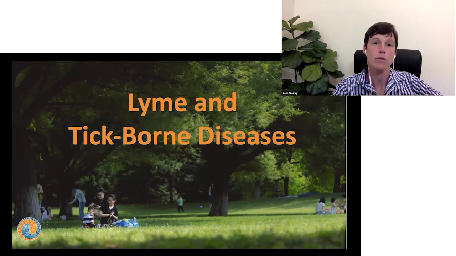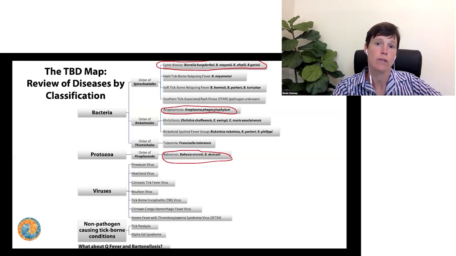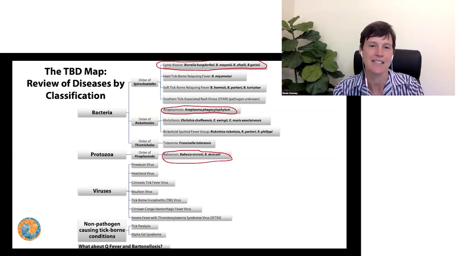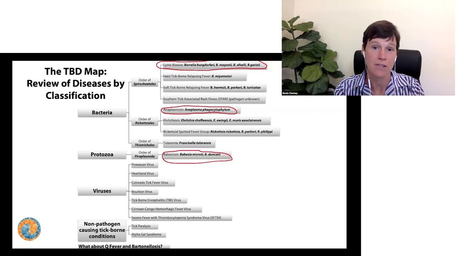All right, so with that, we'll spend a little time talking about Lyme and tick-borne diseases. We're going to see this huge map of diseases out there that cause Lyme and tick-borne disease throughout the whole world. So this is a really detailed chart here. But today we're just going to go through three. We're going to talk about Lyme disease, Anaplasmosis, and Babesiosis.